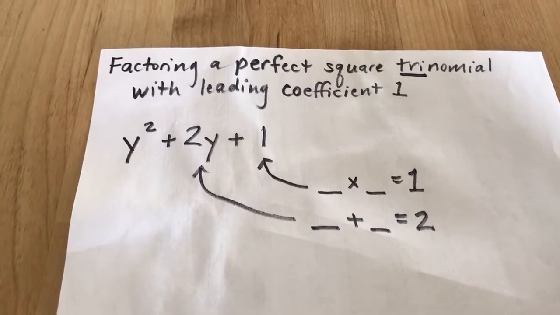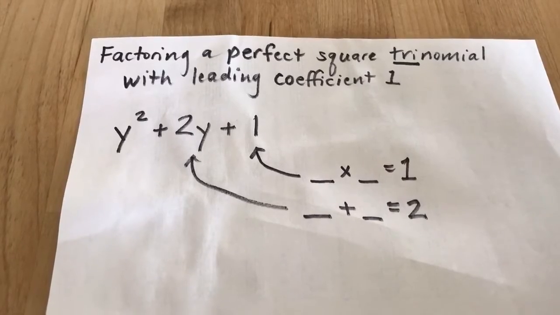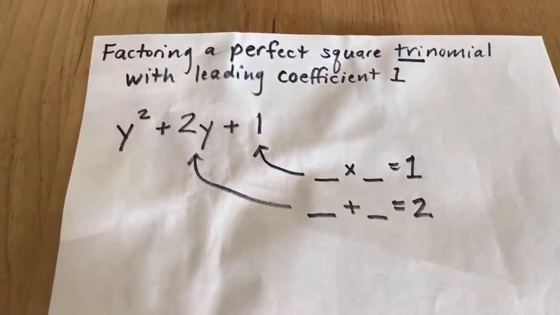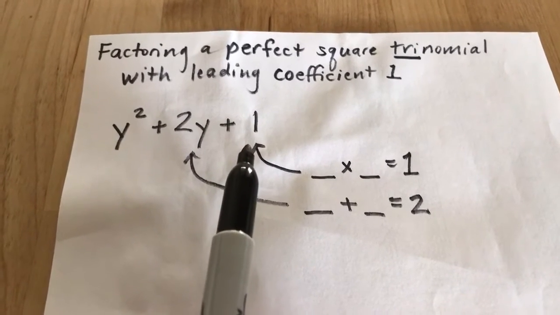Today we're factoring perfect square trinomials. A trinomial just means a polynomial with three terms. Let's take a look at this first example. y squared plus 2y plus 1.